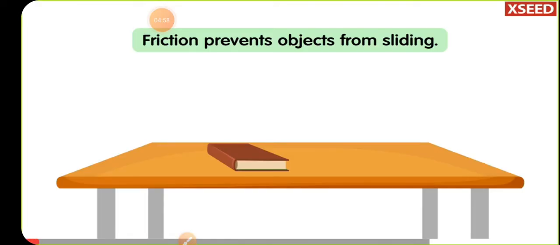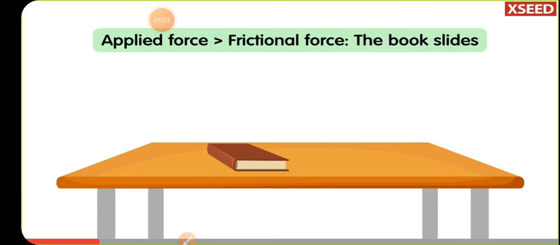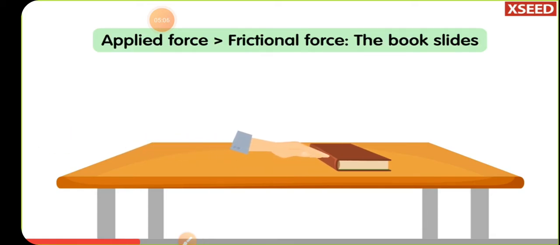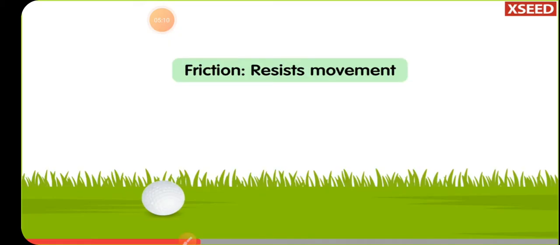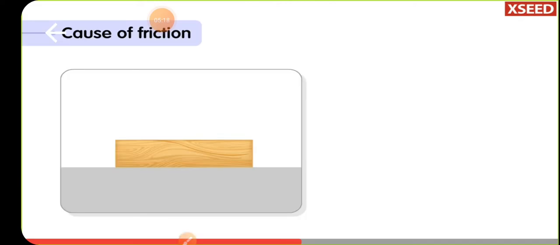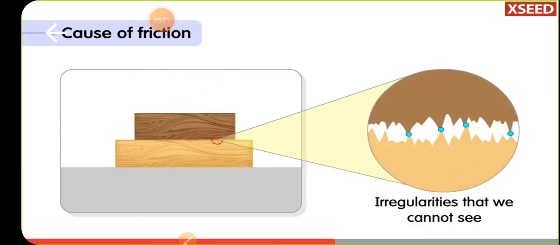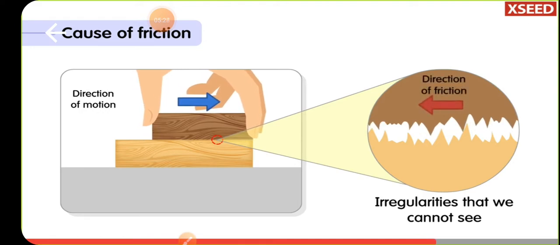Friction prevents objects from sliding. Objects can move when we apply force that is more than the frictional force. Friction tries to stop moving objects too. Friction arises due to interlocking between the irregularities of two surfaces in contact with each other. Friction always acts in the direction opposite to the direction in which an object moves or tries to move.